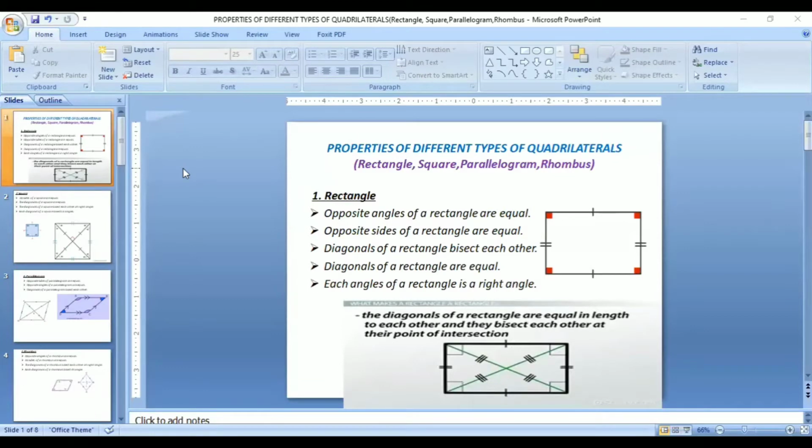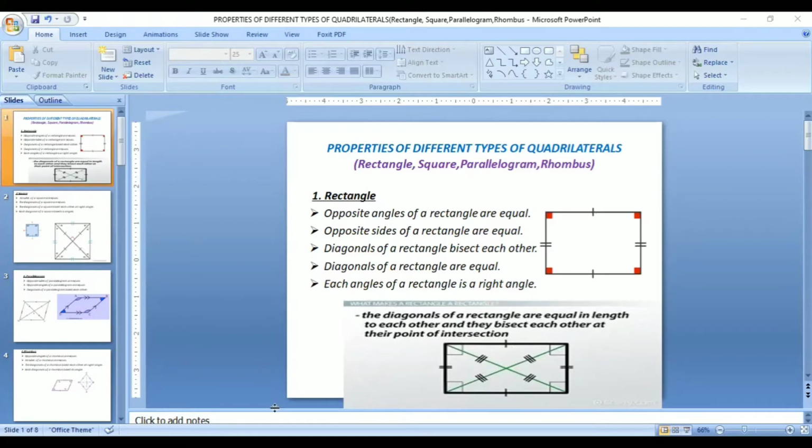It's me Lokendra Sound, and today I am going to teach you the quadrilateral. In this lesson, we are going to explain the properties of different types of quadrilaterals. You will learn about the properties of rectangle, square, parallelogram, rhombus, and the kite also. Mainly we will read about the rectangle, square, parallelogram, and rhombus.